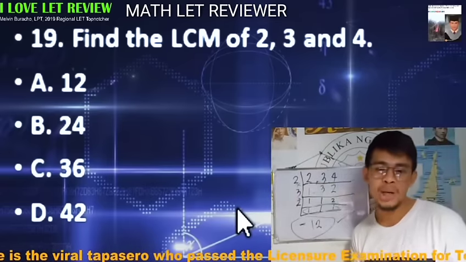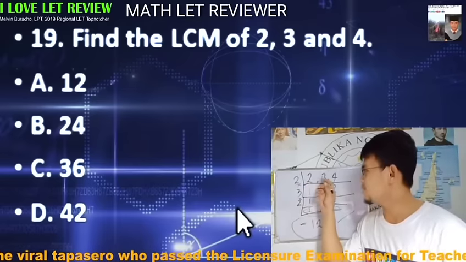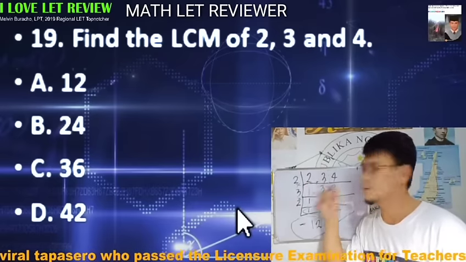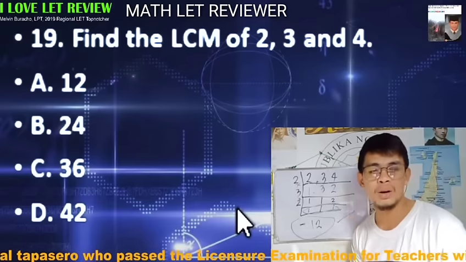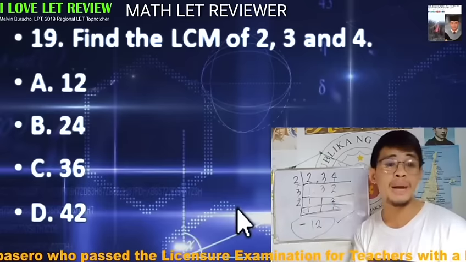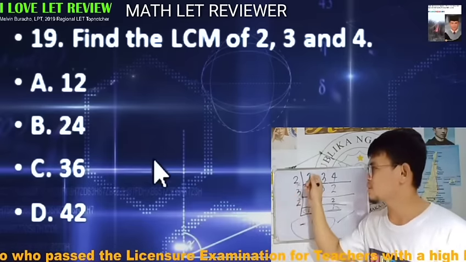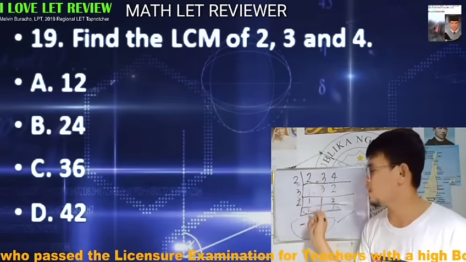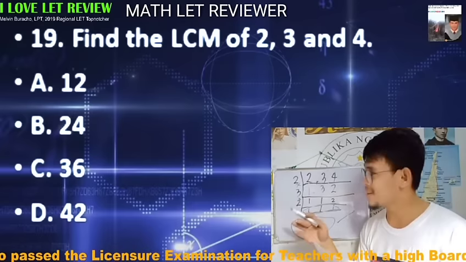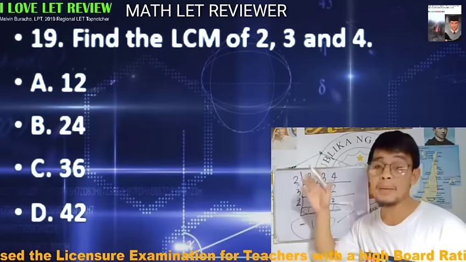Anong ginamit ko? Decomposition method. Inilista ko lang po yung mga hiningan ng least common multiple. So, tingnan nyo po sa tanong, find the LCM of 2, 3, and 4. Anong method ang ginamit ko? Decomposition method. Paano ba ito gagawin? Okay. You just have to make them all 1. How? Divide them by the number that can divide them.